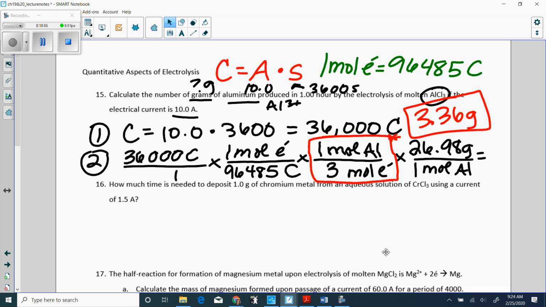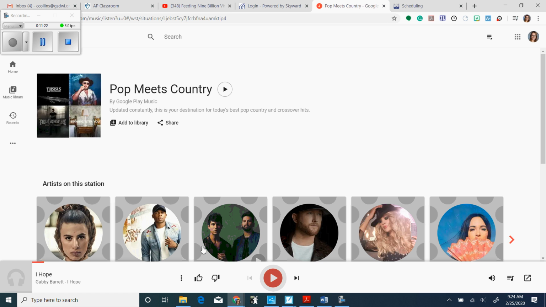Okay, with your battle buddy, you're going to do number 16. Now, this is backward. This time, you're solving for seconds. How many seconds is needed to deposit in your given grams? It's chromium, not aluminum, so your charge is something you have to look at, but you still have amps. So with your battle buddy, now go backward. Start with your grams and get to seconds. Ready? Go.